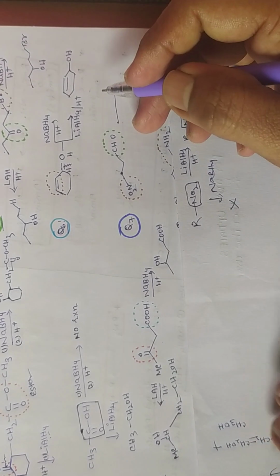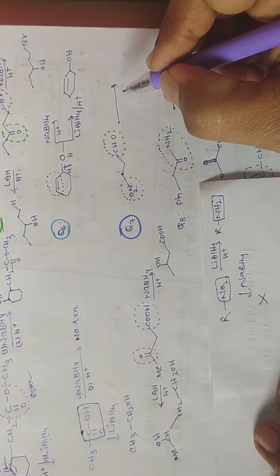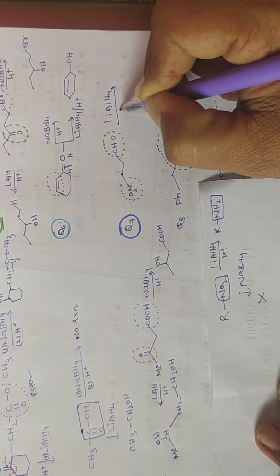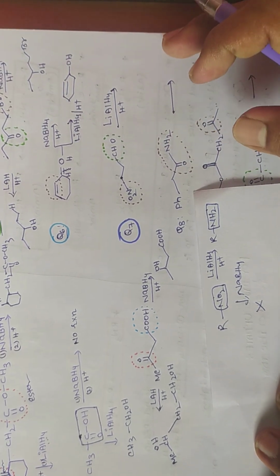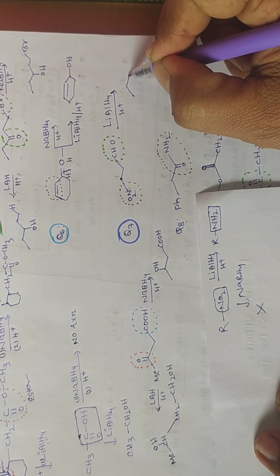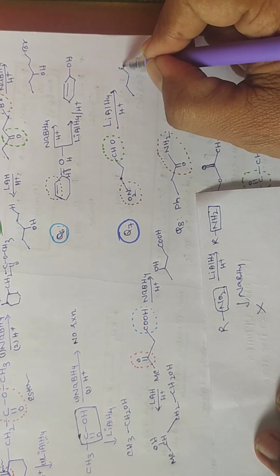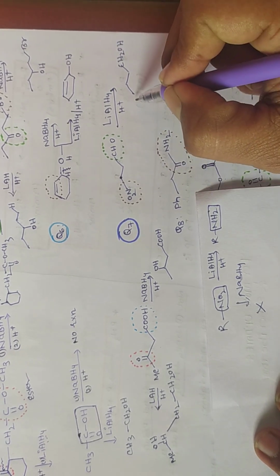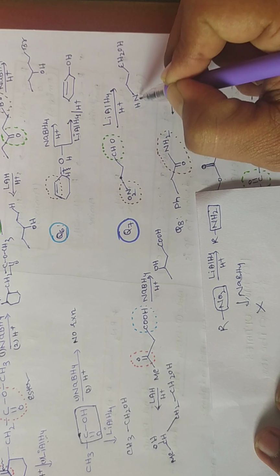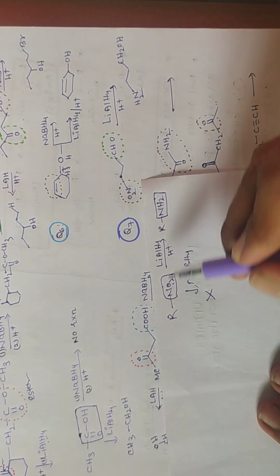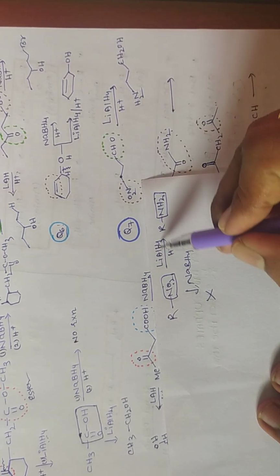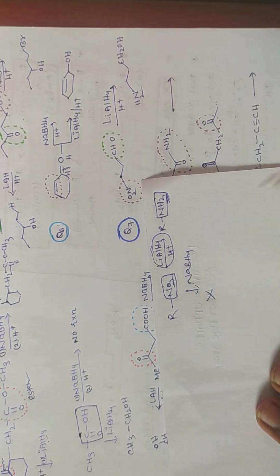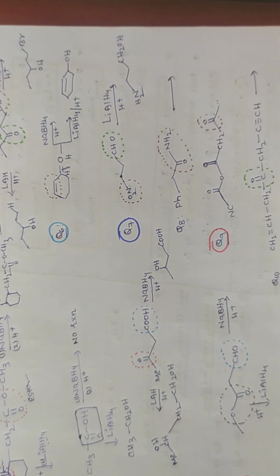Now this is an aldehyde. Finally, what are we going to get as the answer here? I am writing only with lithium aluminum hydride followed by hydrolysis. Then the aldehyde is converted into an alcohol, a primary alcohol. Next, the NO2 group is converted into an amine by reduction. This is a reduction reaction: removal of oxygen, addition of hydrogens. Then we are going to get this.